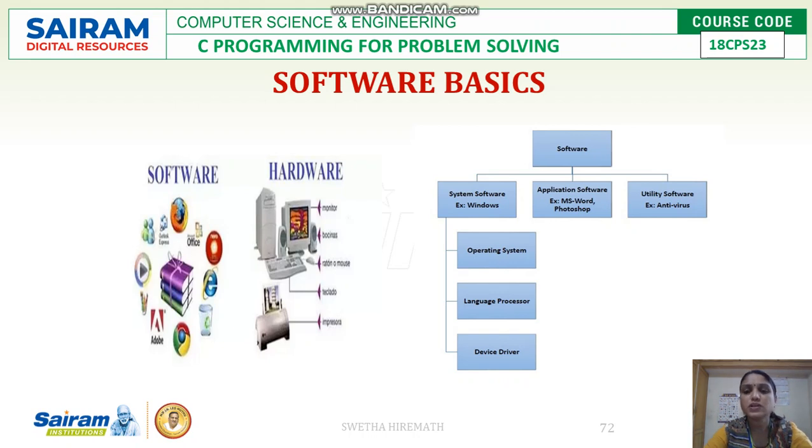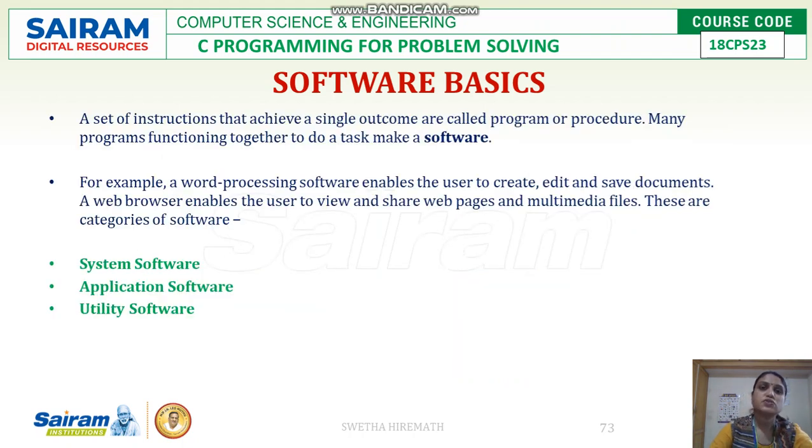First we will deal with system software, then we will move on to application software and utility software. So what exactly does software mean? It is a set of instructions that achieves a single outcome, called a program or procedure. Many programs functioning together to do a task make a software. For example, word processing software enables a user to create, edit, and save documents. A web browser enables a user to view and share web pages and multimedia files. These are categories of software.